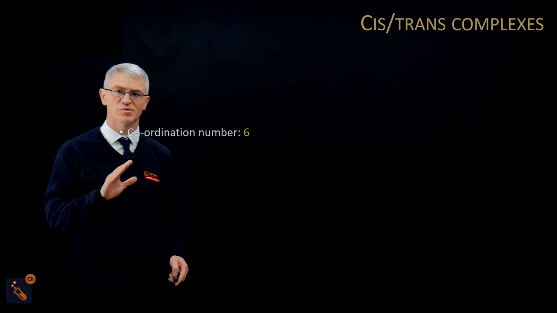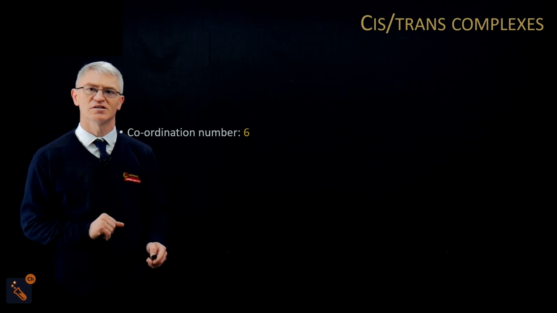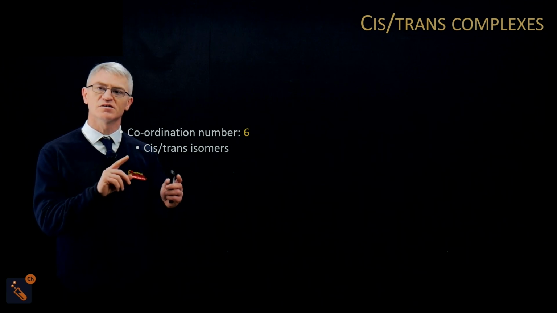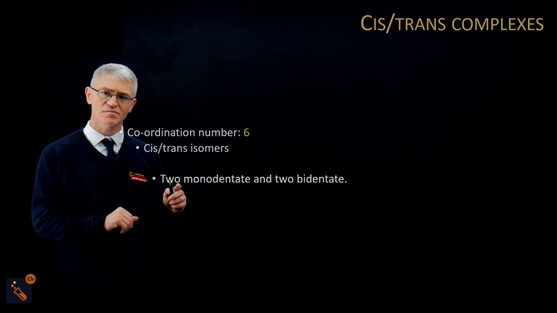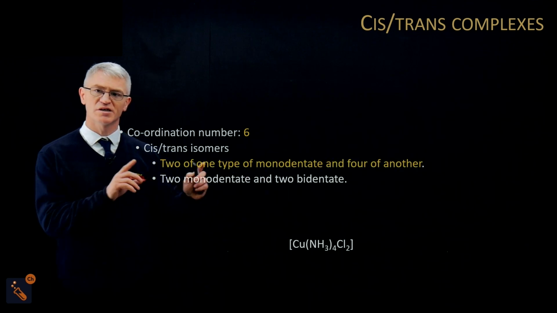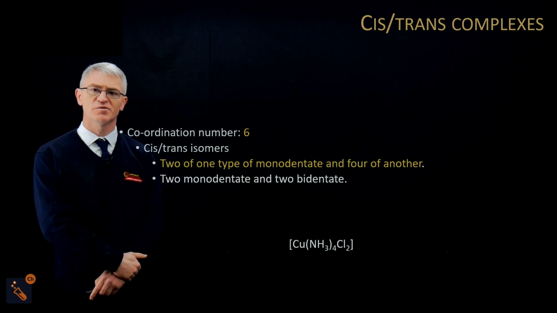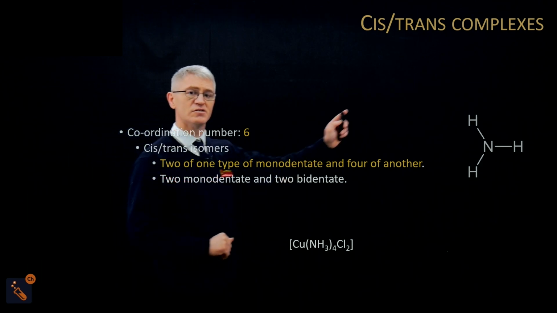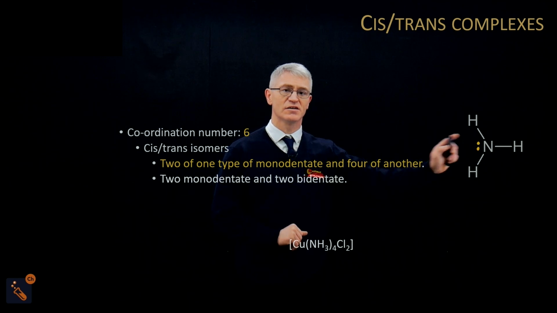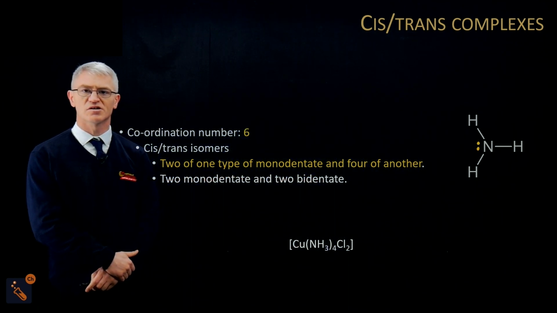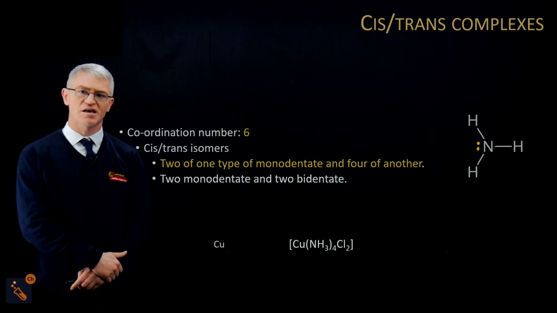So a coordination number of 6, and just to remind you of cis-trans complexes, because we can draw optical isomers from the cis version. So cis-trans isomers can be done through 2 monodentate and 2 bidentate, but we're going to do firstly 2 of one type of monodentate and 4 of another. The 4 of another is the ammonia, and you can see the ammonia is here, and you've got a lone pair of electrons, and that's where the coordinate bond goes to and comes from. Okay, we're going to draw it out.